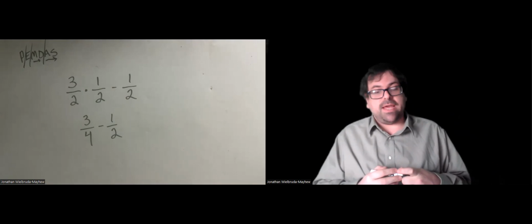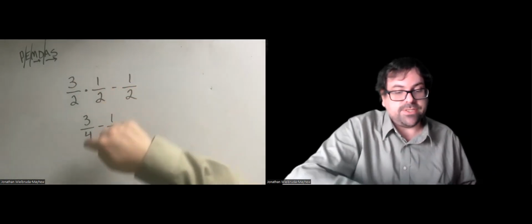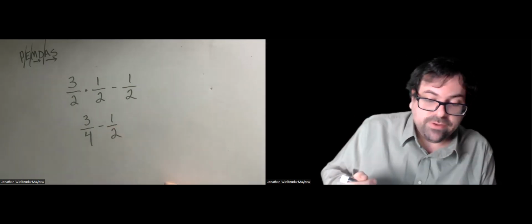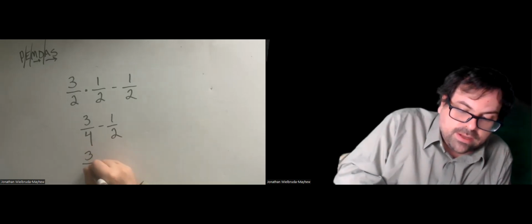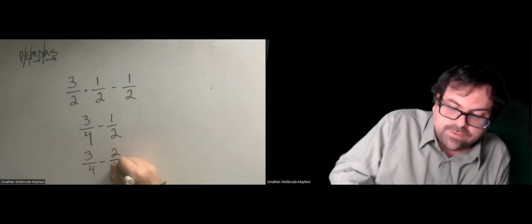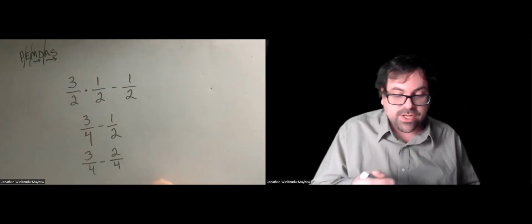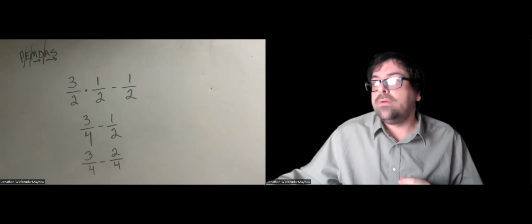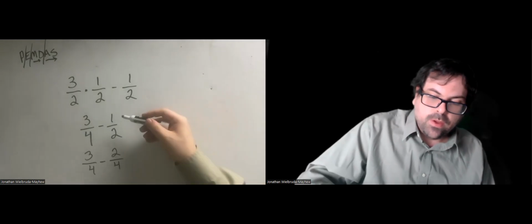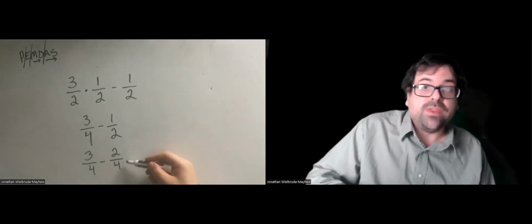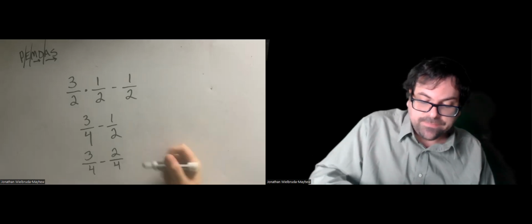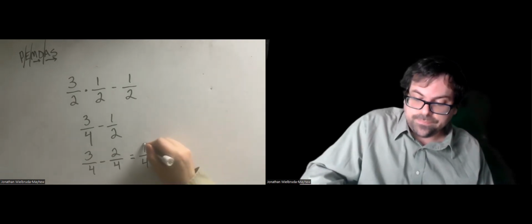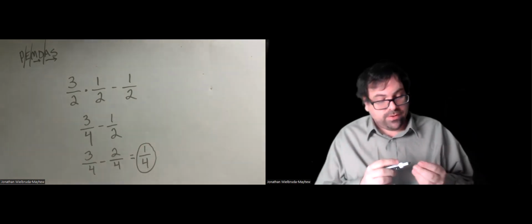So we have 3/4 minus 1/2. 3 times 1 is 3. 2 times 2 is 4. Then we have 3/4 minus 1/2. In order to do that, we need a common denominator. That common denominator is going to be 4. 1/2 written with a denominator of 4 is 2/4. 3/4 minus 2/4 gives us a final answer of 1/4.